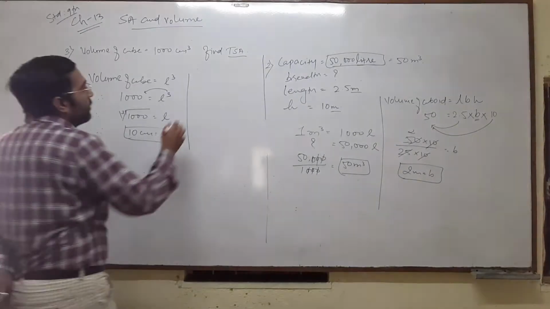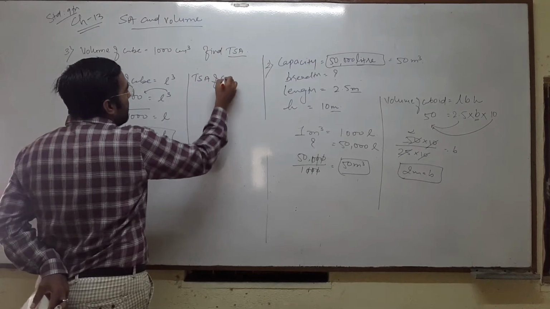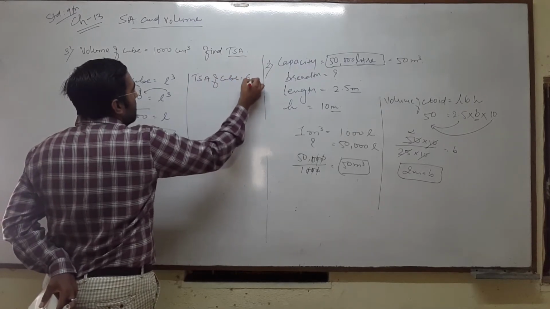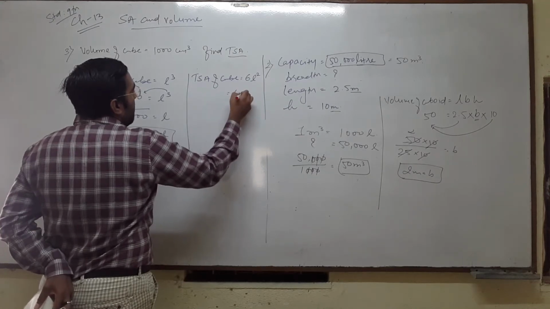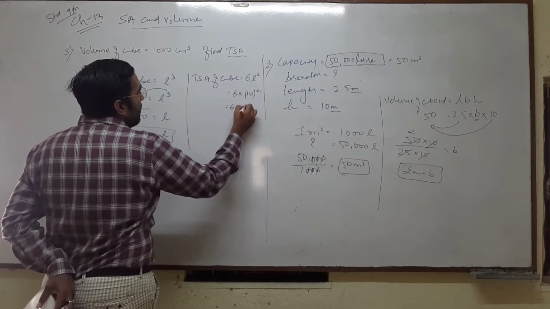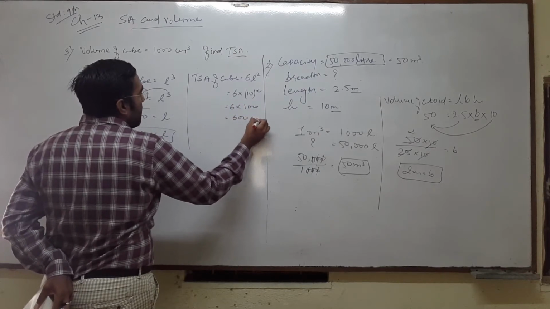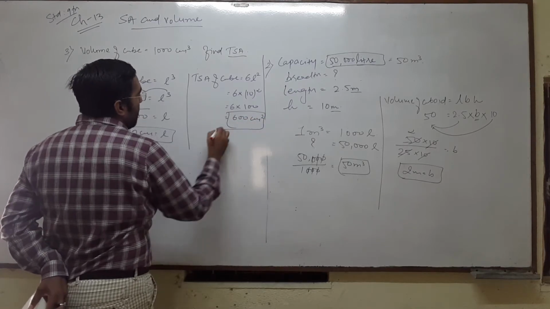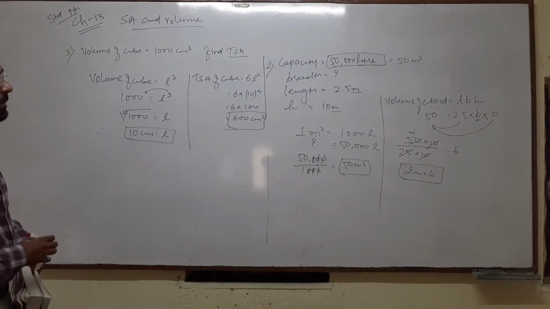Now we have to find total surface area of cube. Therefore total surface area of cube is 6L square. Therefore 6 multiplied by 10 square. 10 square is 100, 6 into 100, 600 centimeter square. My total surface area is 600 centimeter square.